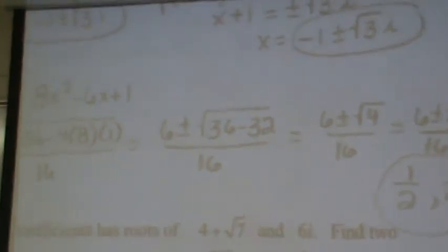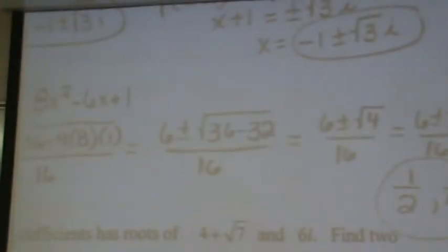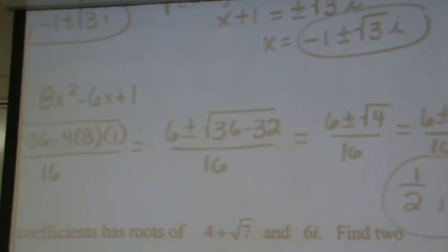So it's 6 plus 2 over 16. So that's 8 over 16, which is a half. And 6 minus 2, which is 4, over 16, which is 1/4. So there's 3 zeros on this one. -1, 1/2, and 1/4.